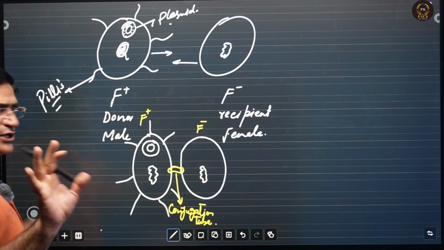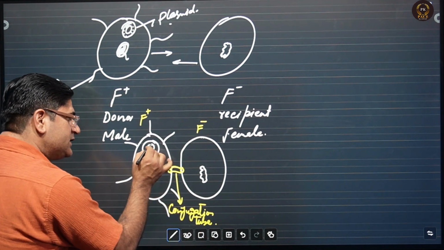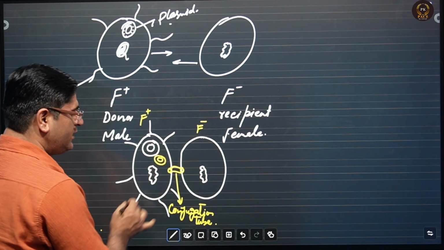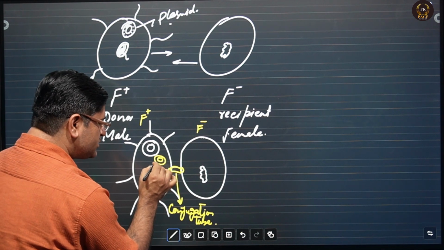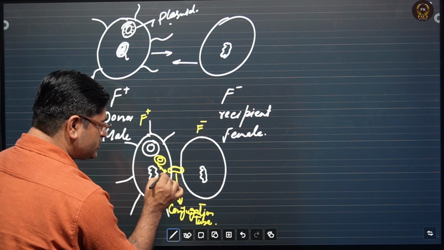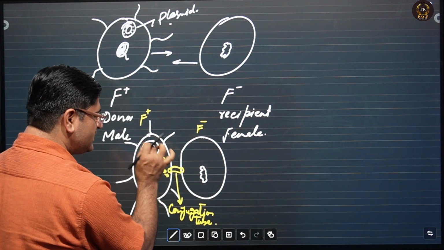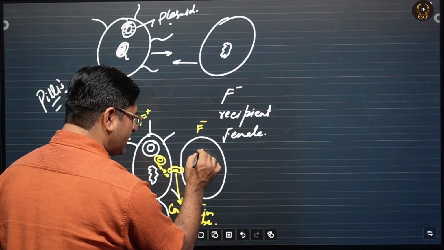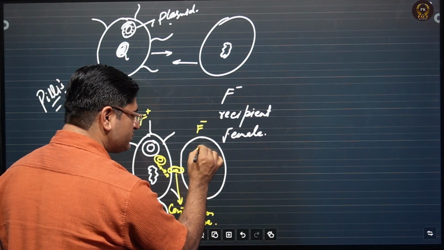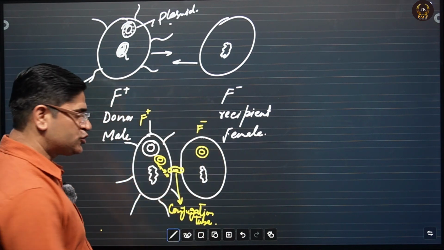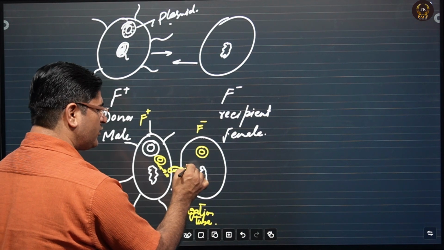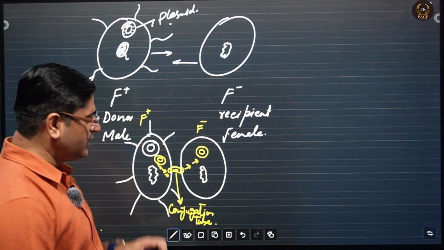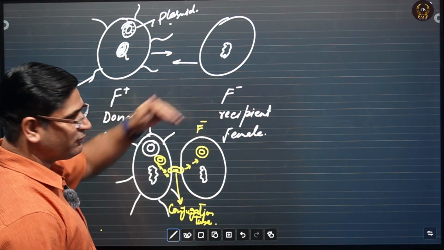With the help of this conjugation tube, what happens? The plasmid DNA forms a copy of the same plasmid DNA, and certain genes are transferred through this conjugation tube towards the other bacteria, and this bacteria also develops the plasmid DNA. So the genes one by one get transferred from donor bacteria to recipient bacteria, male bacteria to female bacteria. Then the plasmid is also developed in this bacteria.